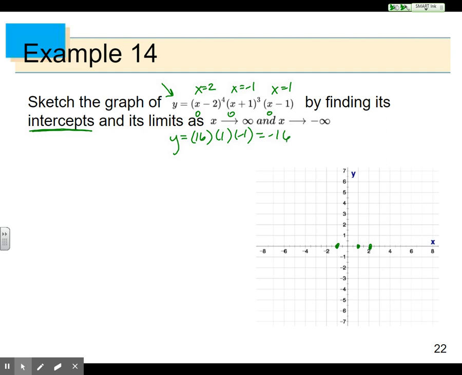Here's what I'm going to do. I'm going to use my algebra 2 rule. If it's off the graph, just put it down there at the bottom.